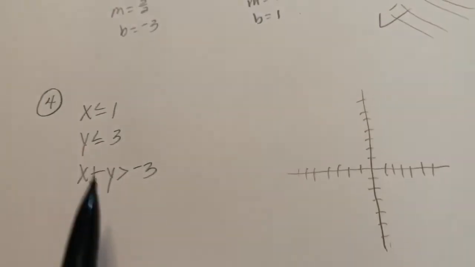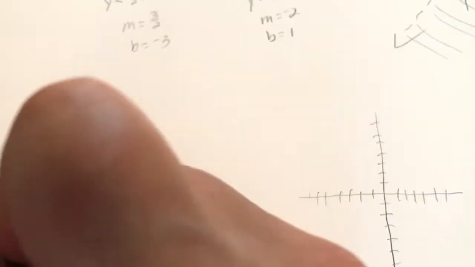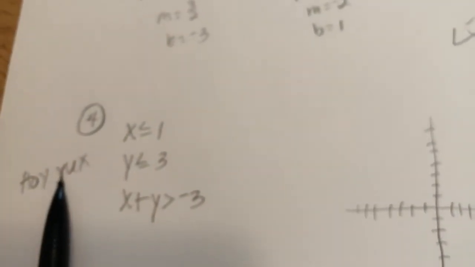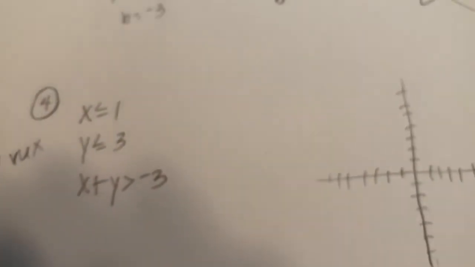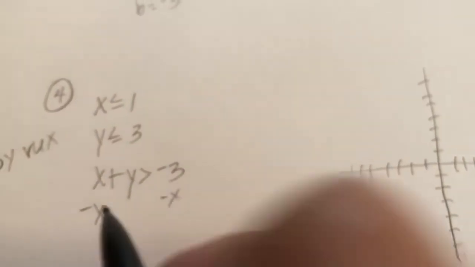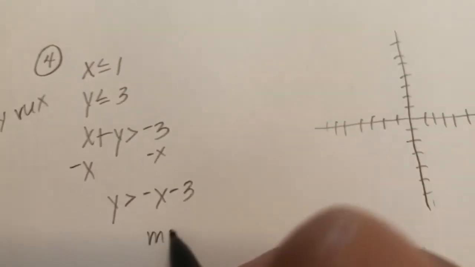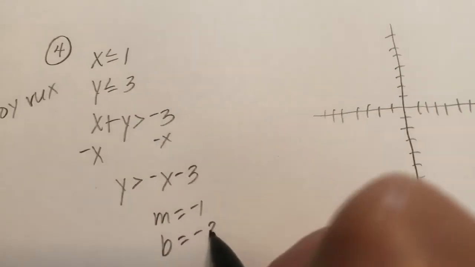Okay, so x, again, we should refer to our HOVUX. X, we know, is going to be a vertical line. Y is going to be a horizontal line, okay? And I need to solve this third one for y. Well, it's an easy step. Subtract x, and name my m and my b.